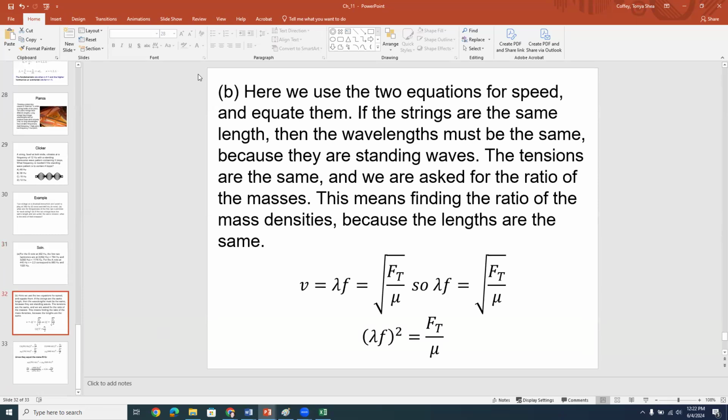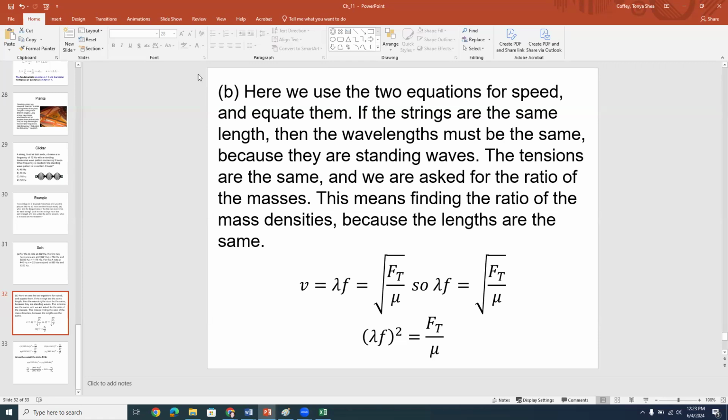Okay, now to solve part B, we're going to use the two equations that we have for speed in strings. First of all, we're going to use the common equation, v is equal to lambda f, which is true for all waves. And then we're also going to use the equation for the speed dependent upon the tension in a string. That is v is equal to the square root of the force of tension divided by the mass per unit length, or mu, of that string. Now, since these both describe the same speed, then we can set lambda f equal to the square root of the force of tension over mu, okay?